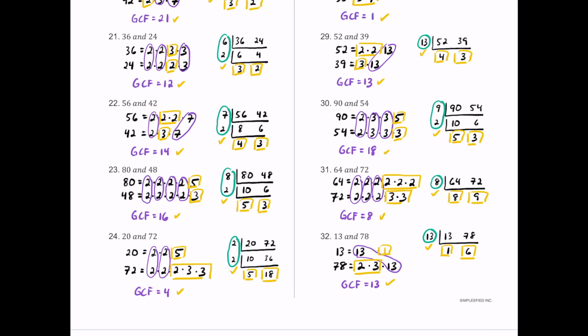So there you have both methods for 32 different practice problems on finding GCF. And if you were able to get a lot of these correct, then I think you should be in good shape for finding the GCF of 2 numbers.